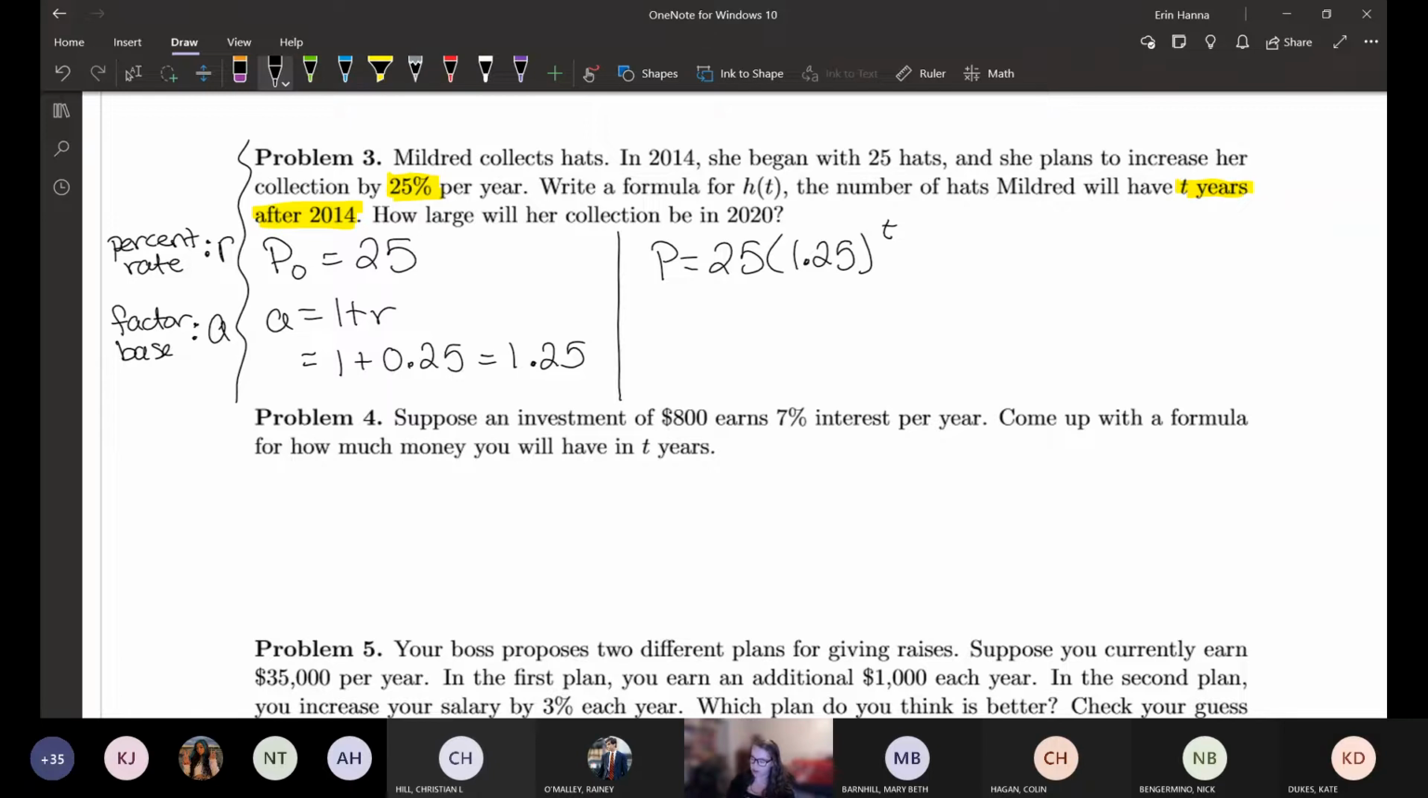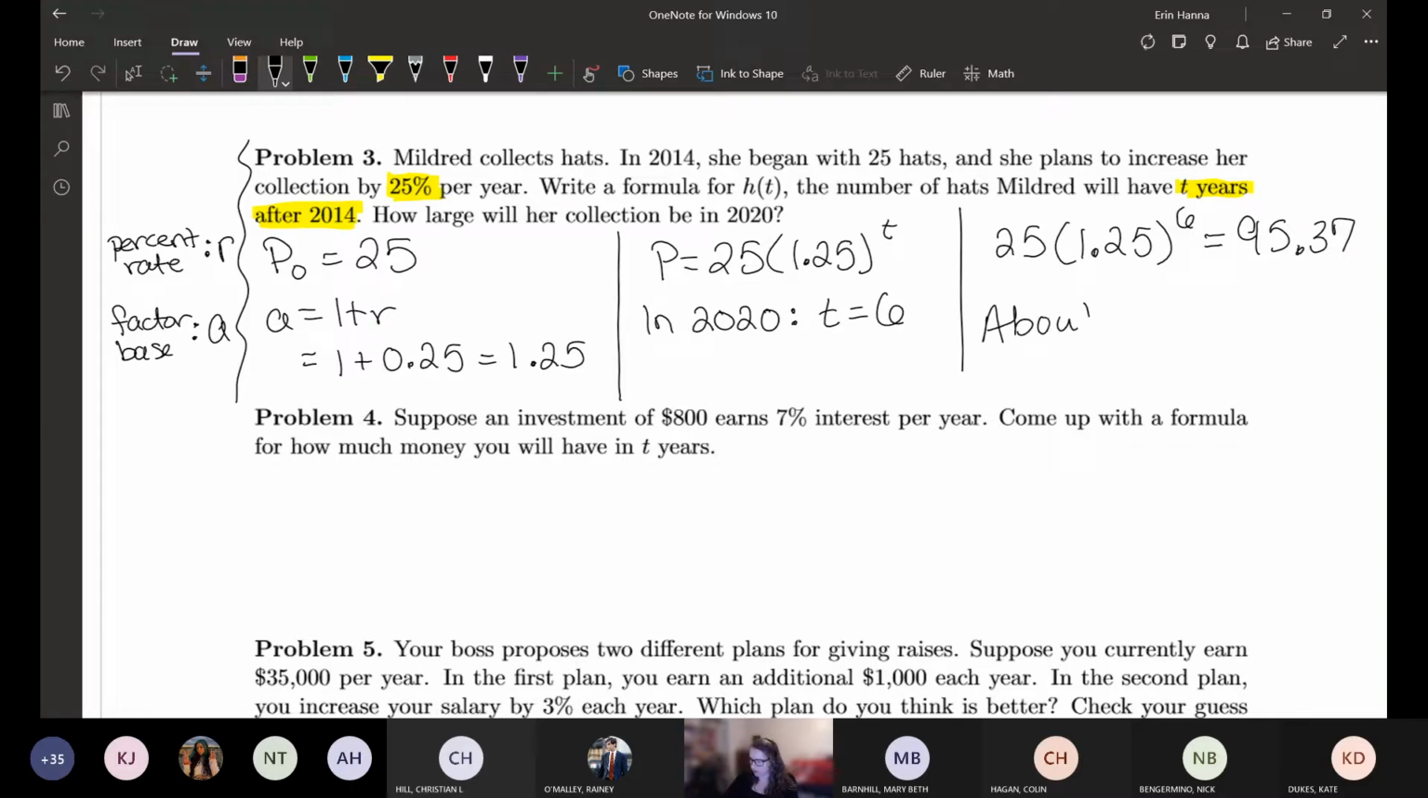Now we're also asked how large is her collection in 2020. We have to remember that this is in t years since 2014. So 2020 is going to give us a t value of 6. For the last part of this question, we want to plug in 6 for our time. If you punch that into a calculator, you should get 95.37. That would be an acceptable answer, but since we're talking about hats, why don't I just say about 95 hats?